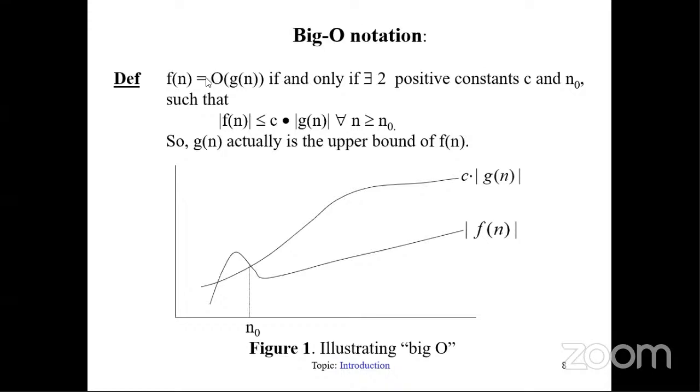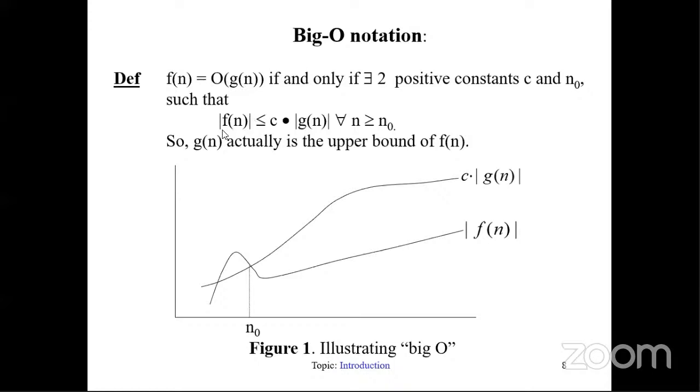f of n equals the big O of g of n if and only if there exist two positive constants c and n naught, such that f of n is less than or equal to the constant c times g of n for all n greater than or equal to n naught. So what we are saying here is that f of n is less than or equal to c times g of n. When you multiply this constant by g of n, it is still greater than or equal to f of n. So f of n equals big O of g of n.